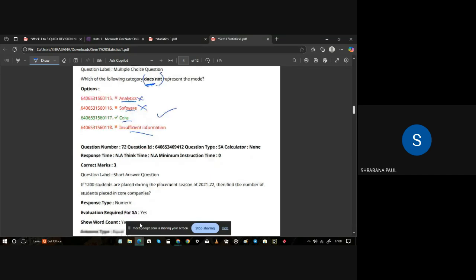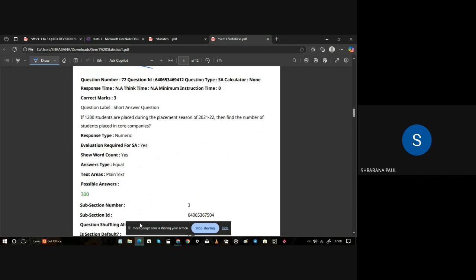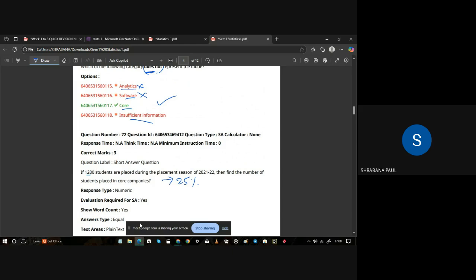Okay. Next question. If 12,000 students are placed during the placement, find the number placed in the core companies. Core had 25%. How will you find it out? How will you calculate it? What is the share of Core? 25% of 1200. Yeah, 25% of 1200, exactly. Simple: 1200 into 25 by 100. Do the calculations, it will come to 300.